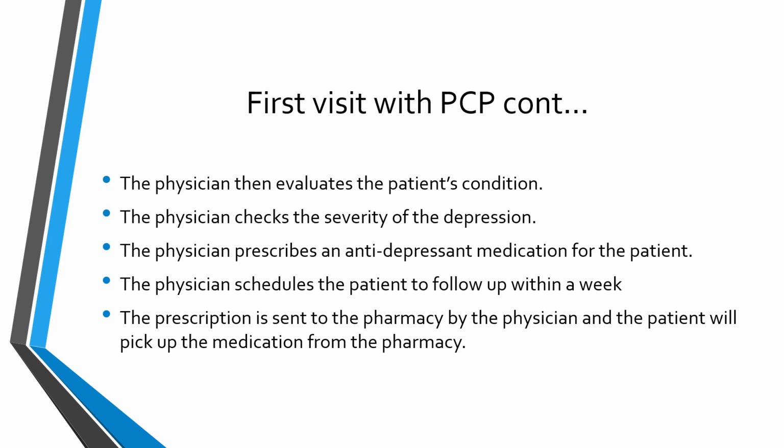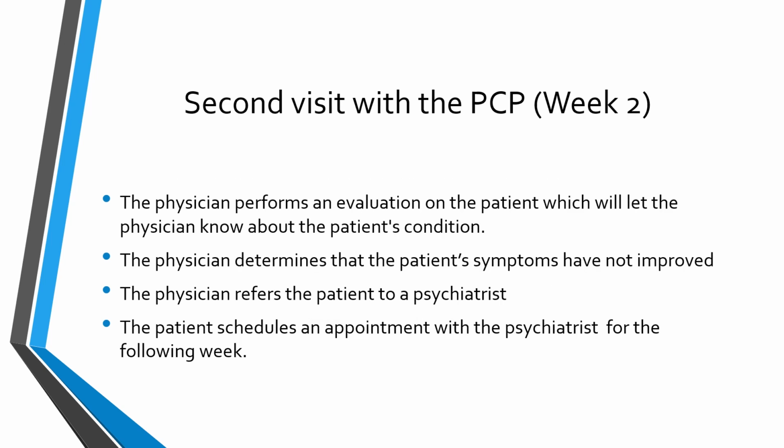Again, this is the visit with the primary care physician. So the physician evaluates the patient's condition. The physician checks the level of the depression and whether it's worse or moderate. The physician prescribes an antidepressant medication for the patient after the physician is done reviewing the severity of the depression. The physician schedules the patient to follow up within a week. The prescription that the physician had done has been sent to the pharmacy, and the patient will pick it up from the pharmacy. This is the second visit with the primary care physician, and it's week 2.